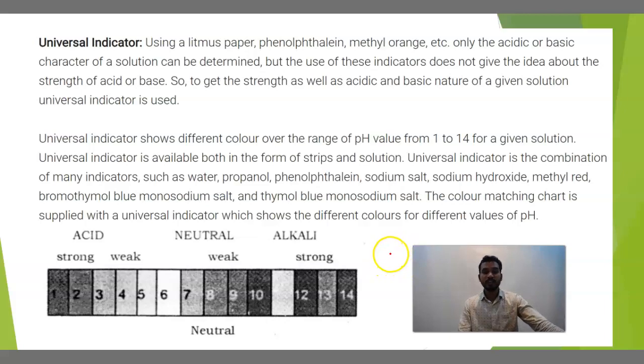By using litmus, we can just tell whether it is acidic or basic. Your olfactory indicator, natural indicator, synthetic indicator just represent whether it is acidic or basic. But how much acidic, what is the concentration of acidity present, what is the concentration of OH minus ions present, it doesn't detect. But by using universal indicator, we can somewhat detect even the concentration, the pH of that solution.